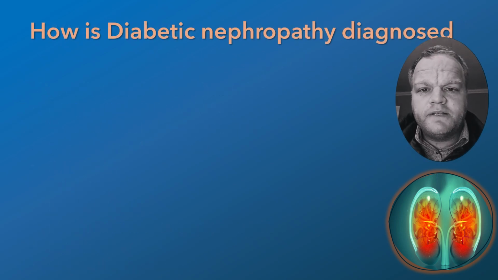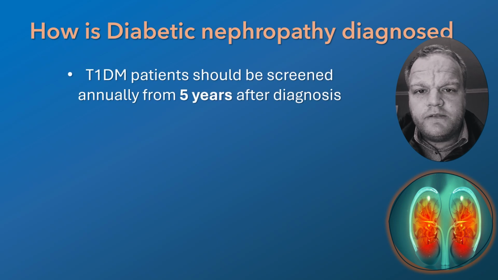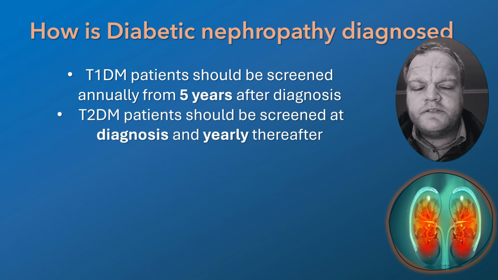So how is diabetic nephropathy diagnosed? A very important thing here is patient screening. Patients diagnosed with type 1 diabetes should be screened for diabetic nephropathy from 5 years after diagnosis and yearly thereafter, whereas patients diagnosed with type 2 diabetes should be screened at diagnosis and then on an annual basis.